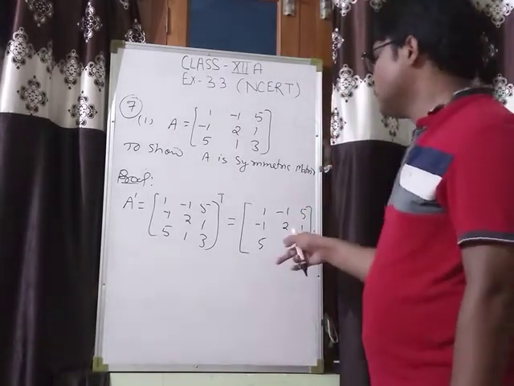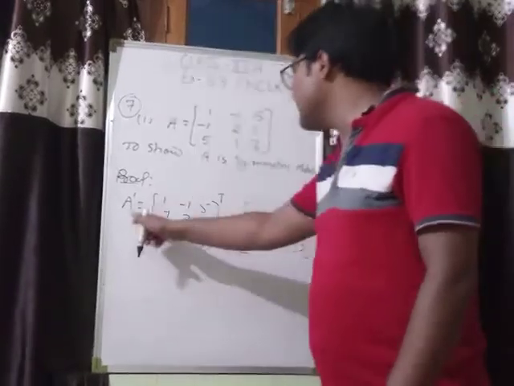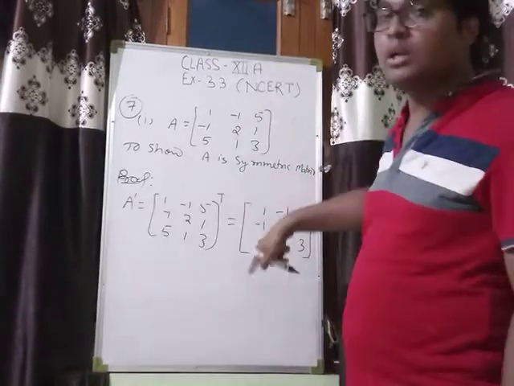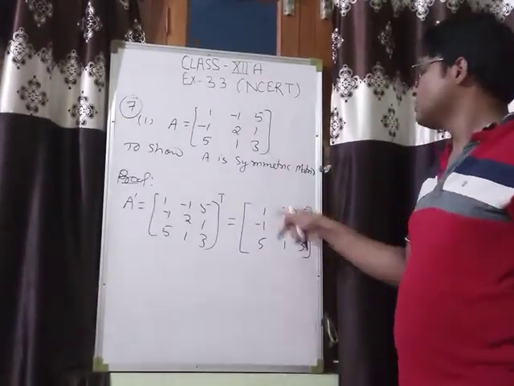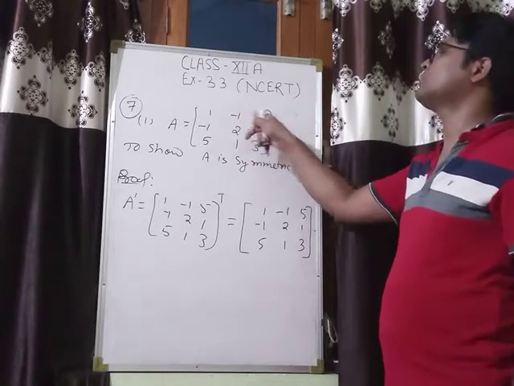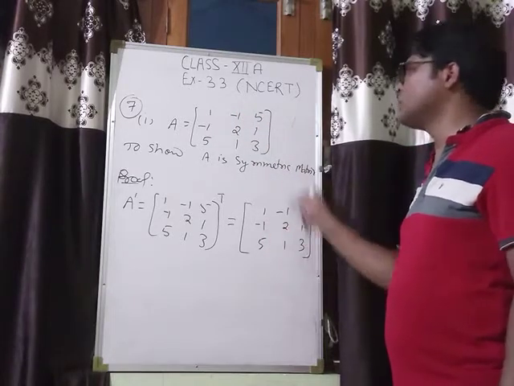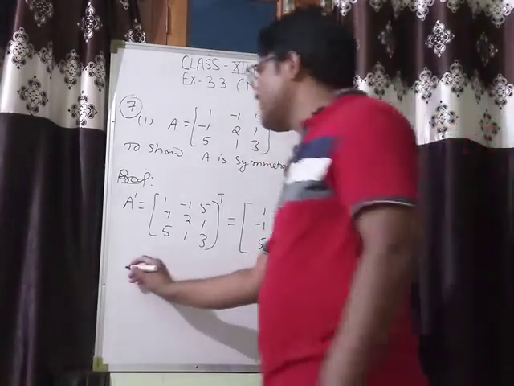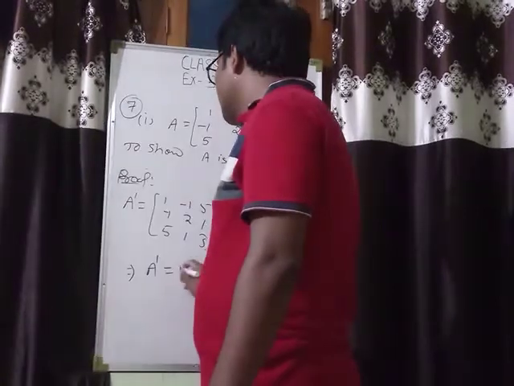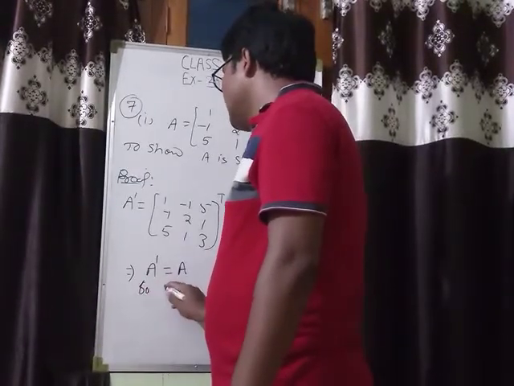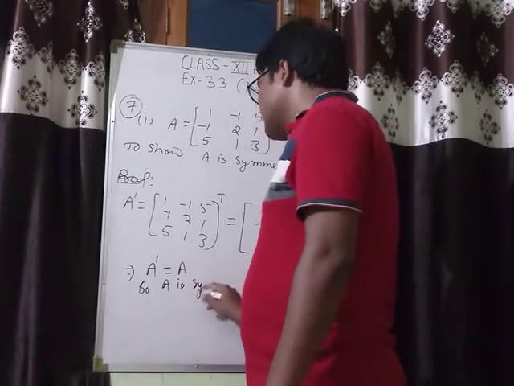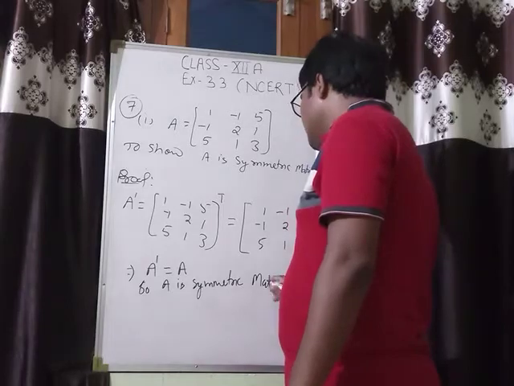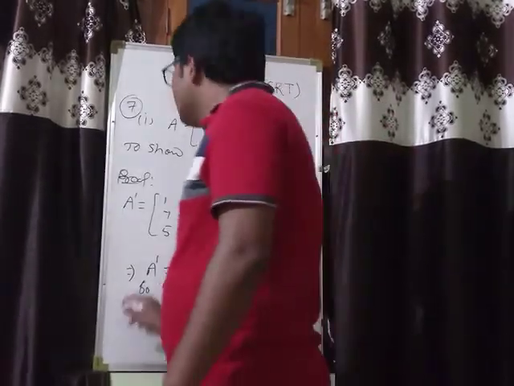Now you can see this is A transpose and this is A. Check whether they are equal or not. First row is 1 minus 1 5, 1 minus 1 5. Second row minus 1 2 1, minus 1 2 1. Third row 5 1 3, 5 1 3. Clearly A transpose is A. So A is a symmetric matrix. Now the second question.